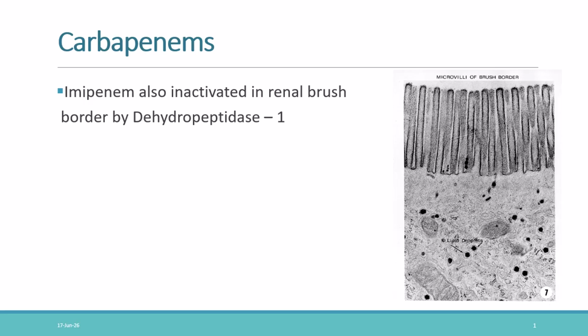Cilastatin itself has no antibacterial activity. Its sole purpose is to inhibit dehydropeptidase 1 and thereby protect imipenem from renal metabolism. This combination increases urinary concentrations of active drug and prolongs therapeutic effectiveness. Understanding this partnership is a classic pharmacology concept that frequently appears in examinations.